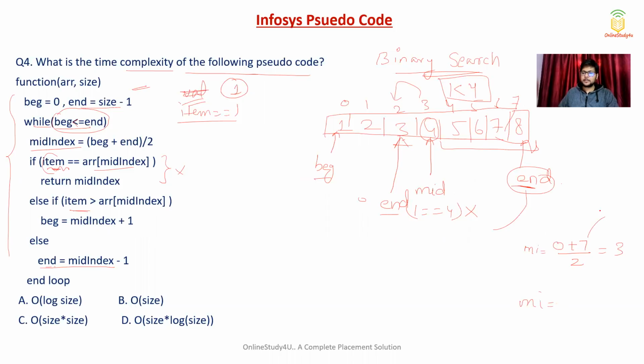So this is my iteration number 1, for which I did k unit operations. Now again mid is 0 plus 2 by 2, that is 1. So here I'm again checking if 2 is equal to 1. No, it is not. Since 1 is less than 2, again I have to search in this half, not in this half.